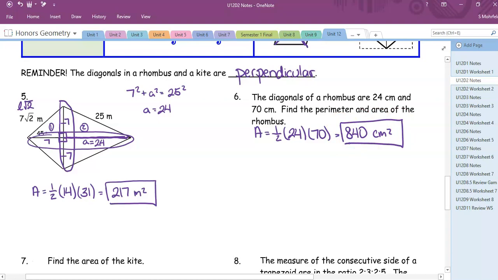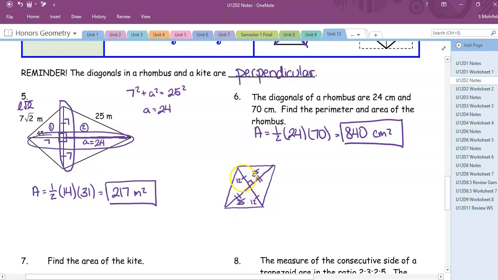Okay? The next part, a little bit more challenging, just because we have to find the side length of the rhombus right now. So if you want, I would sketch a rhombus off to the side just so you can kind of remember what this looks like. And we know we have our two diagonals drawn in. They're perpendicular. They also bisect each other. So with one of my diagonals being 24, I know this length is 12 and 12. With the other length being 70, I know this is 35 and 35.